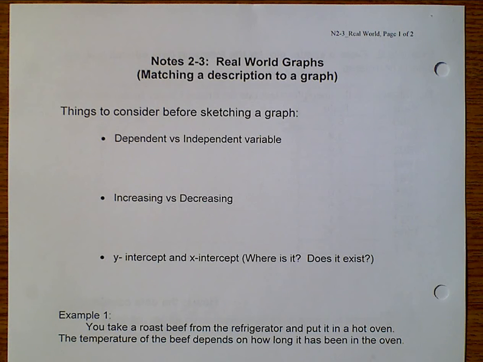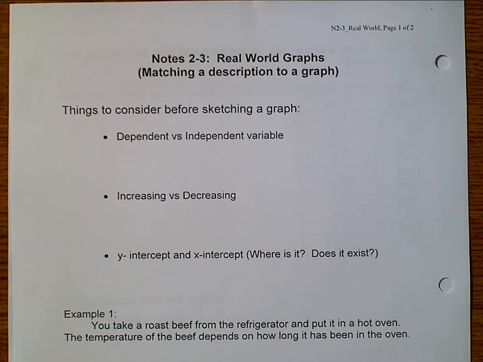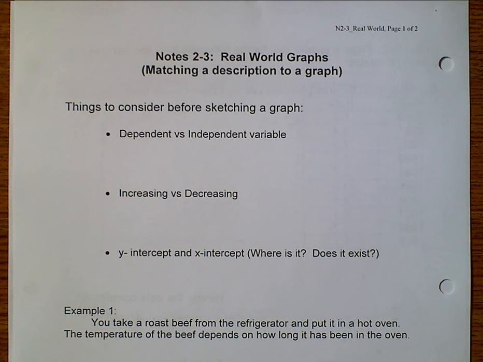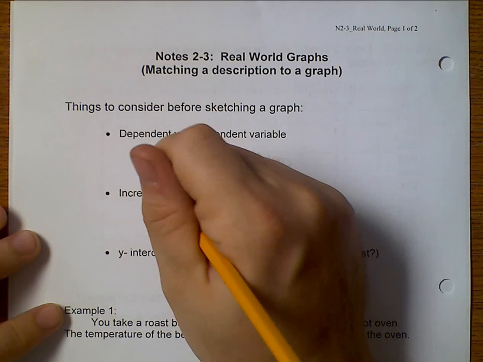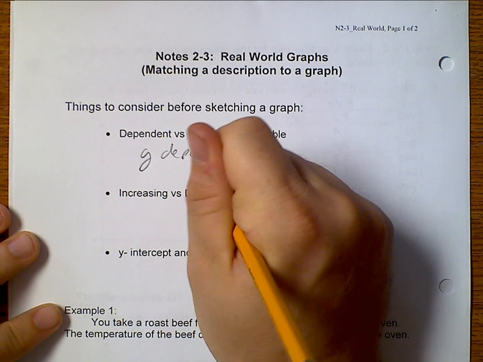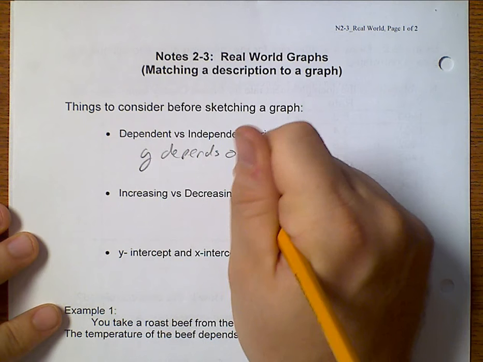On topic 2-3, we're going to be talking about real-world graphs and matching descriptions to a graph. Now here's some things that you need to think about. What's your dependent variable? What's your independent variable? And I want you to remember that y depends on x.